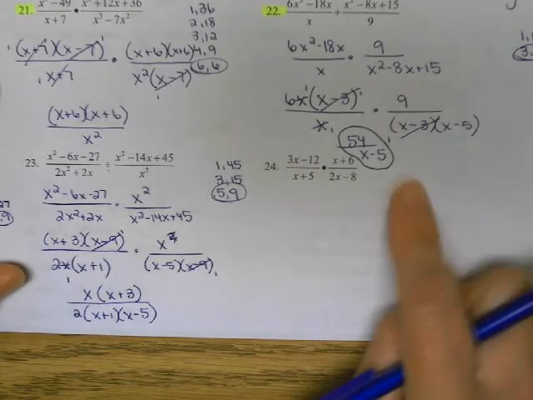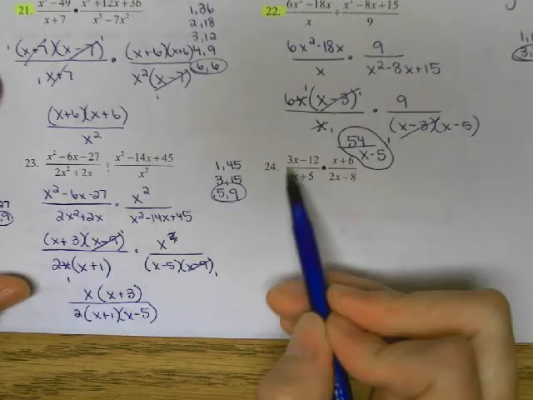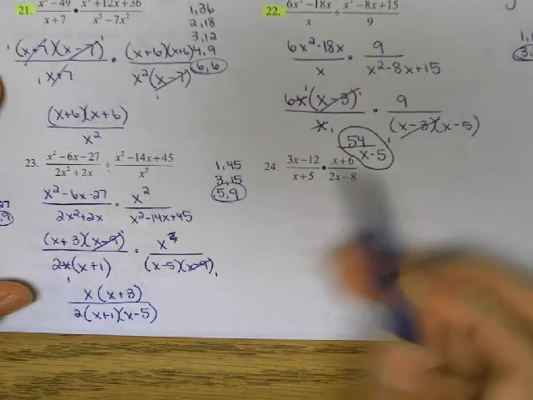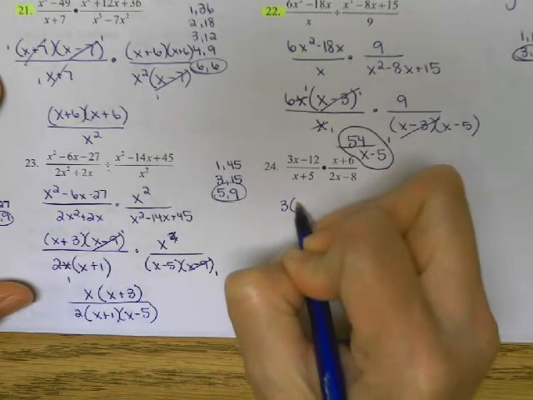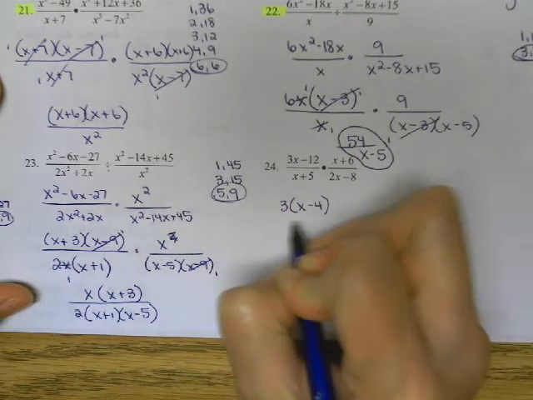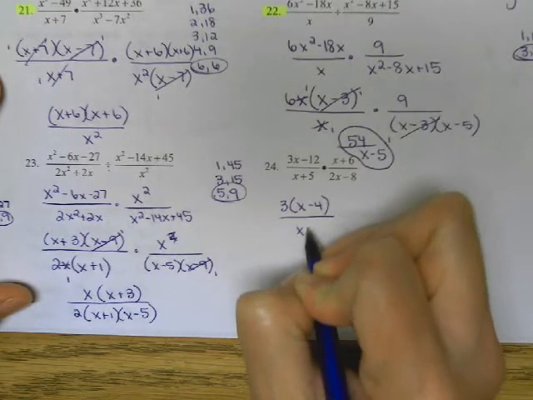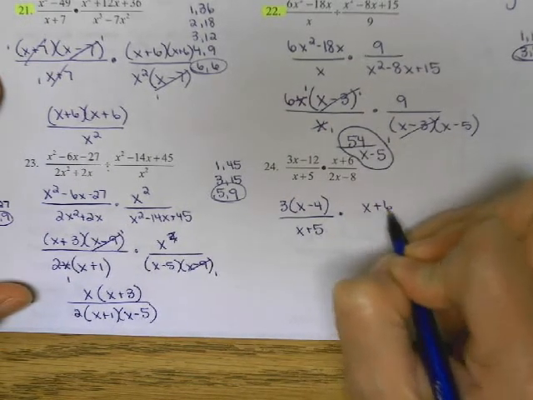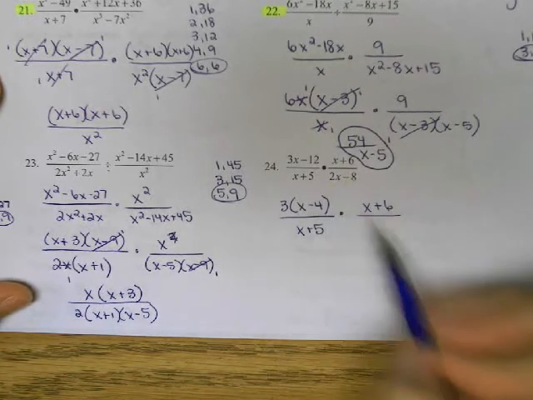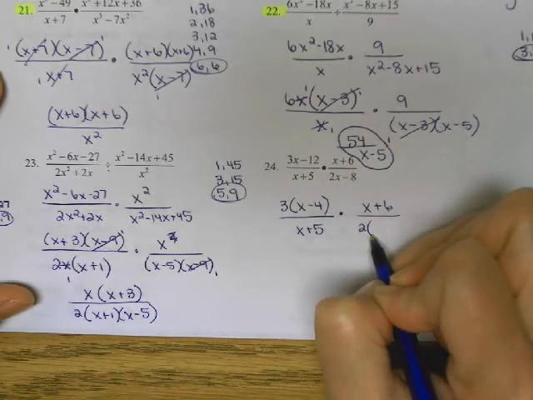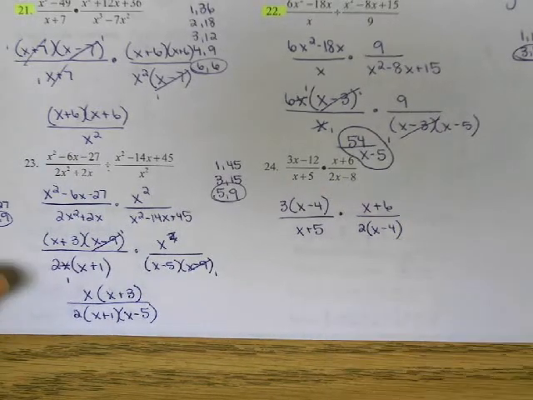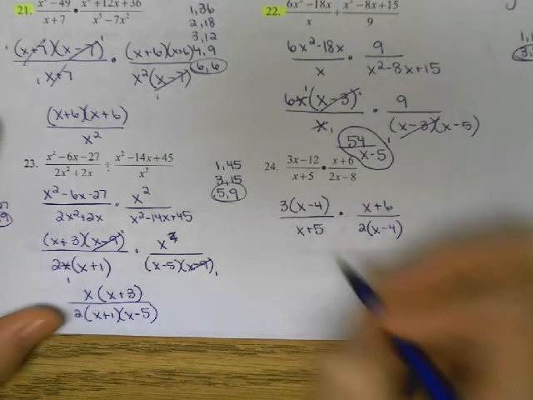Alright, 24, we are multiplying, so let's go ahead and factor these. So 3x minus 12 is just a GCF problem. They both have a 3 in common, so I'm going to go ahead and factor that 3 out. X plus 5 is in its simplest form, so is x plus 6. 2x minus 8, they both have a 2 in common, and when I do that, I'm left with x minus 4.